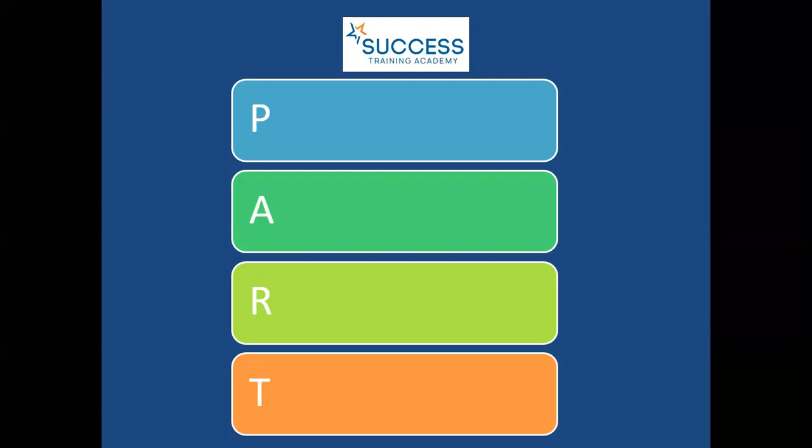So the P stands for pragmatist. Okay, P stands for pragmatist. A stands for activist. R stands for reflector. T stands for theorist. Okay, so we've got pragmatist, activist, reflector, and theorist. Okay, so let's jump into the 4 types.